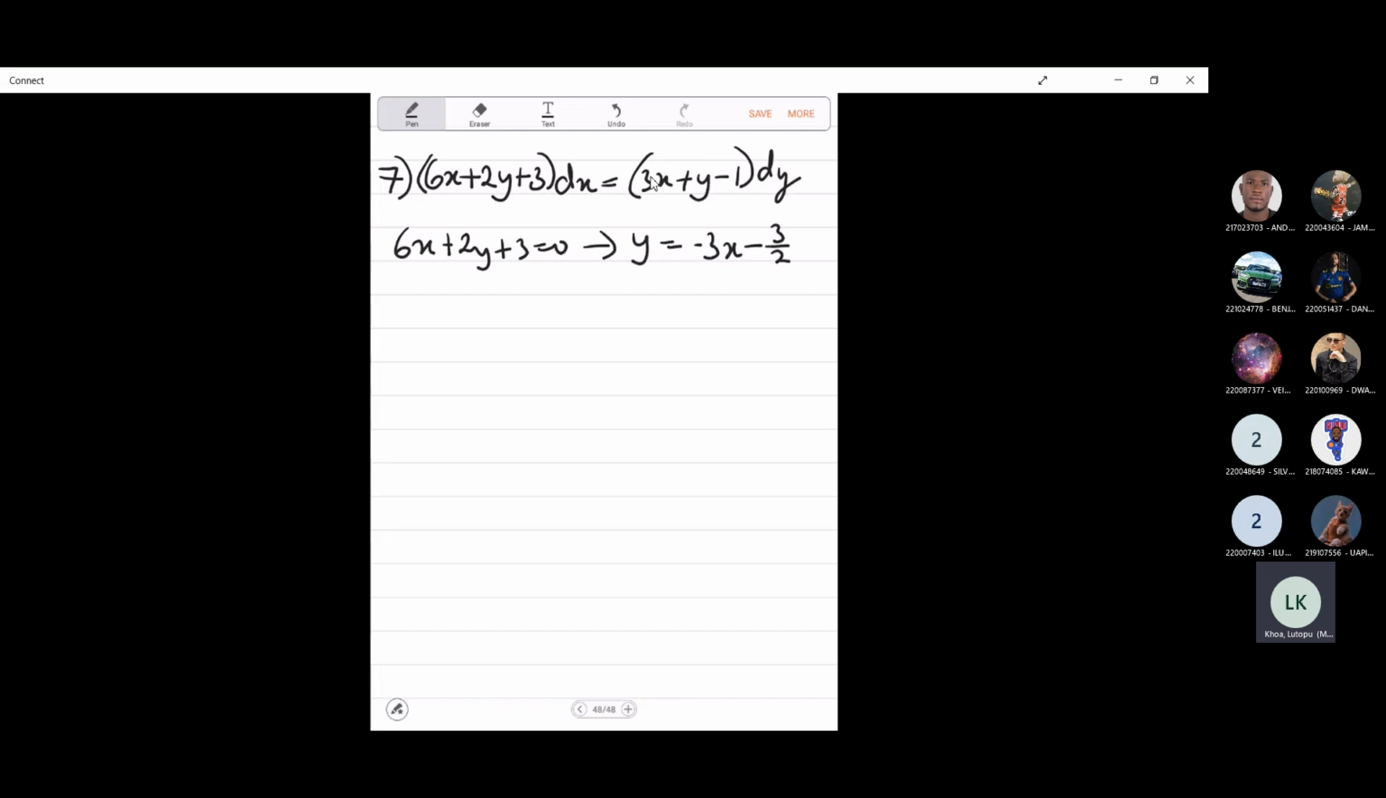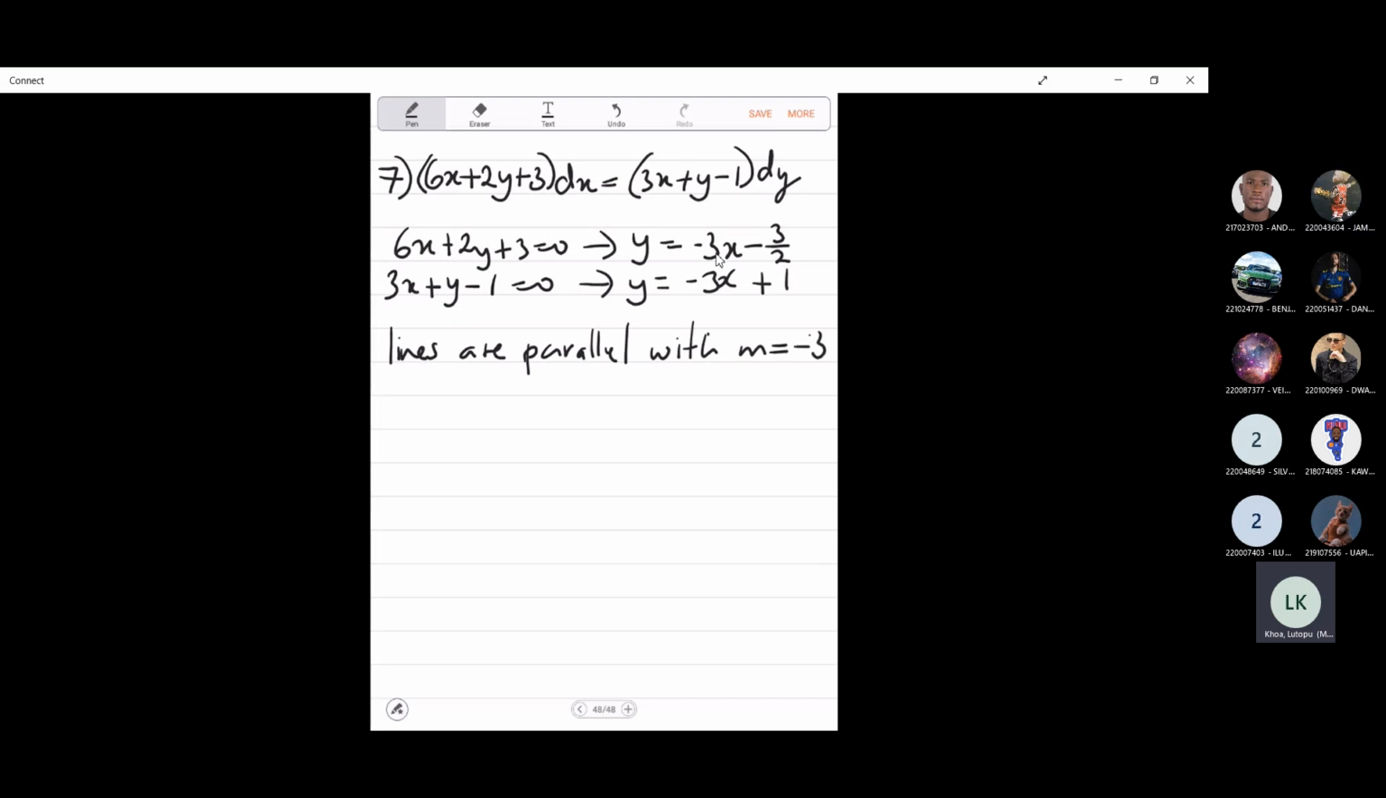Okay, and then the second one, 3x plus y minus 1 is 0. This means that y is minus 3x plus 1. So again, the gradients are the same. Both of them are equal to minus 3. So we say our lines are parallel with m equal to minus 3.